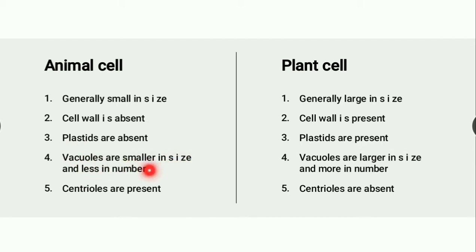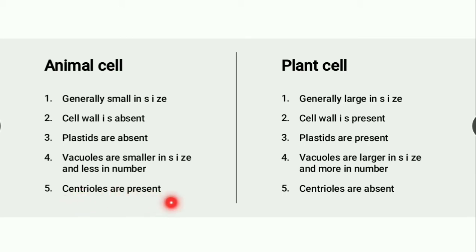Vacuole is smaller in size or less in number in animal cell, whereas vacuole is very large and more in number in plant cell. These vacuoles store some waste substance, or they help to store food in amoeba and all. Then it is called food vacuole. Okay, so vacuole also provides strength to the cell.